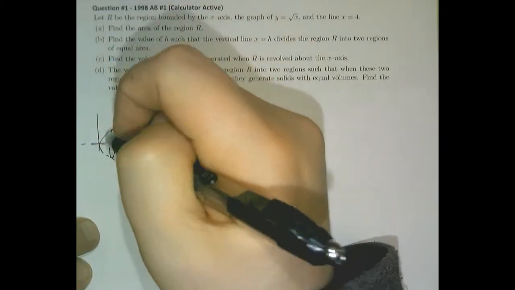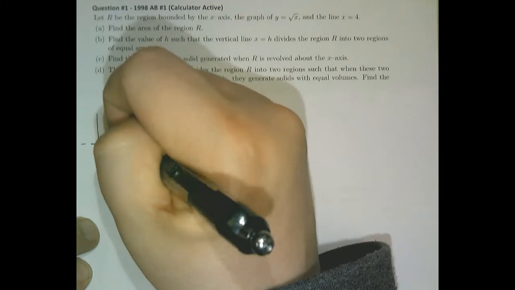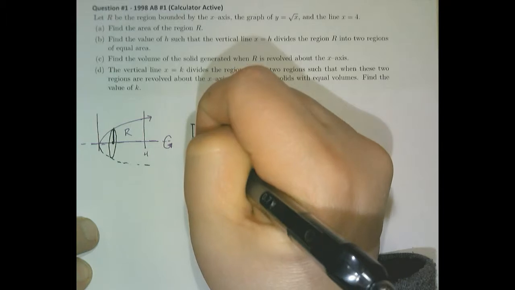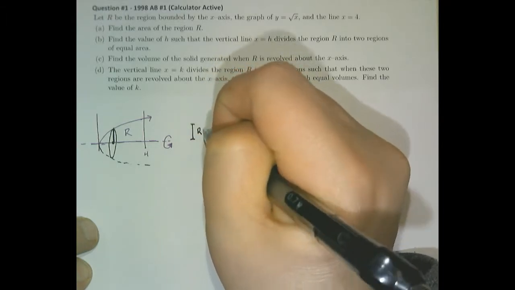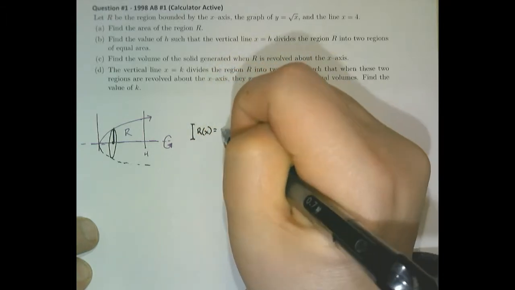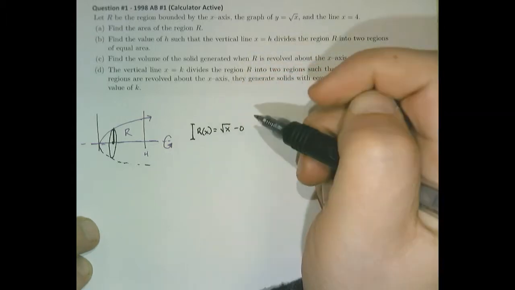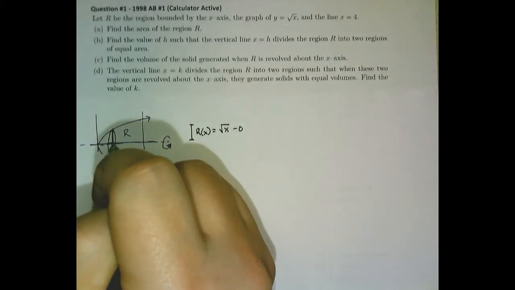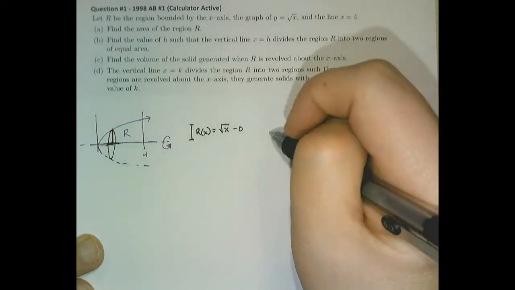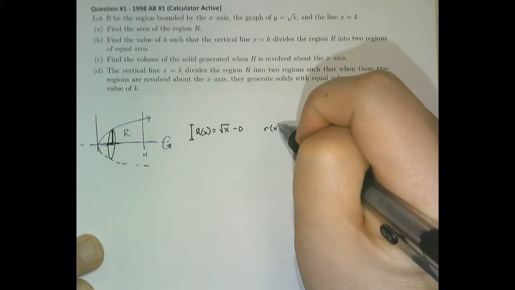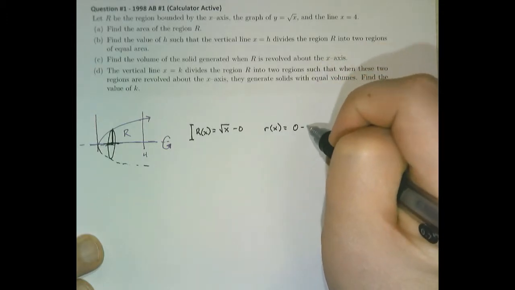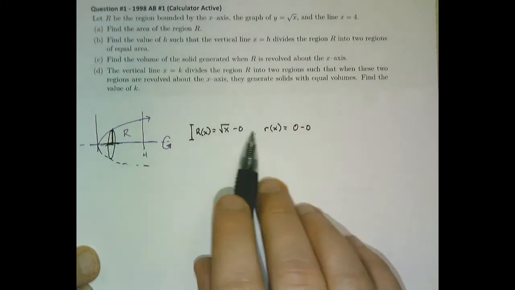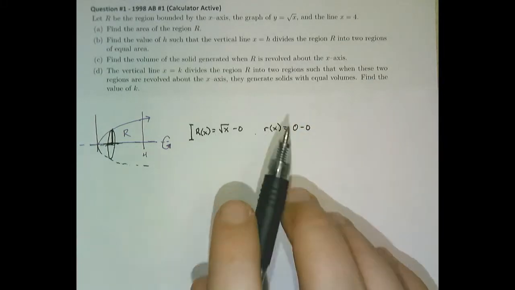So if we take one of our representative rectangles, we can say that the outer radius, the large radius, big R of x, is going to be root x minus 0. And then the inner radius, since there's no core being removed from this thing, the inner radius is 0 minus 0. And we get our two R values to plug into the volume equation.